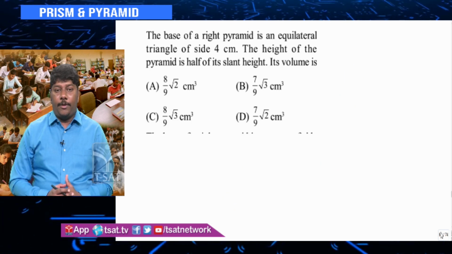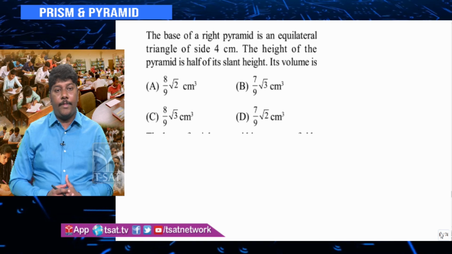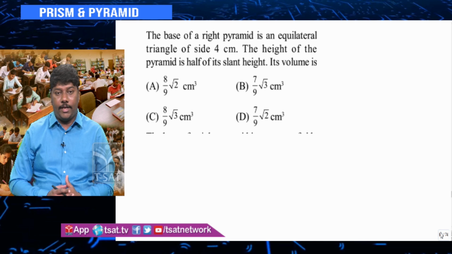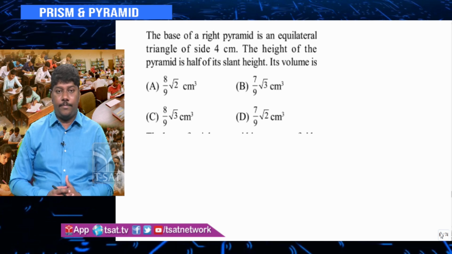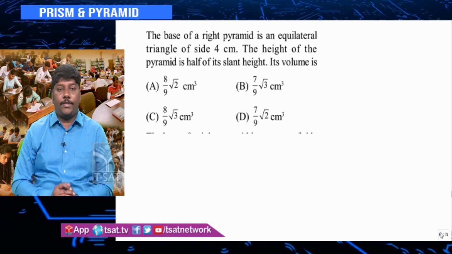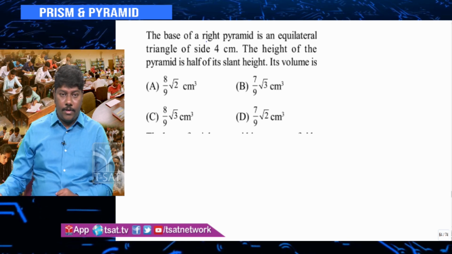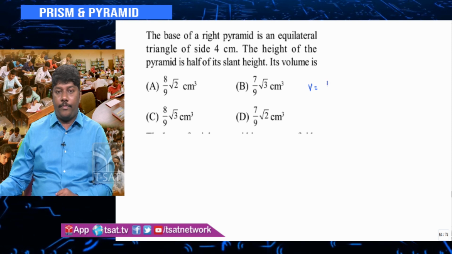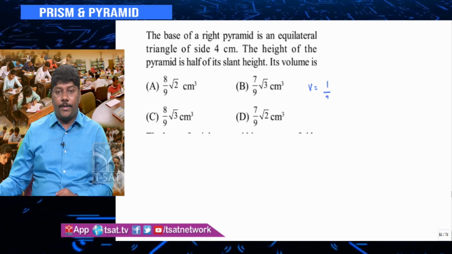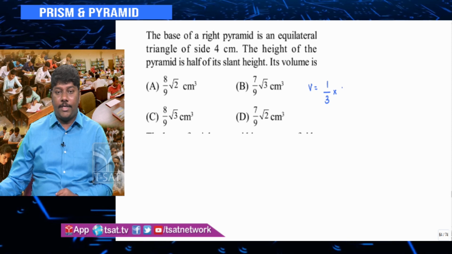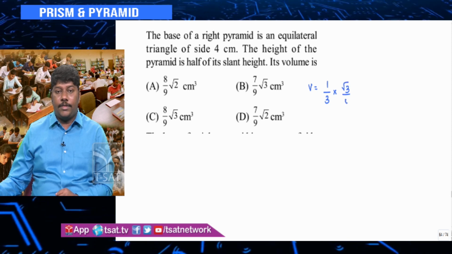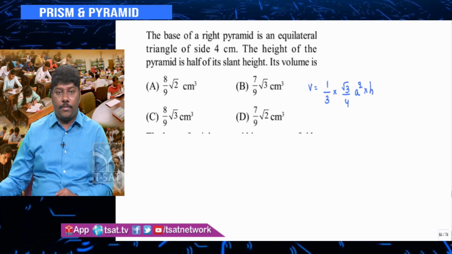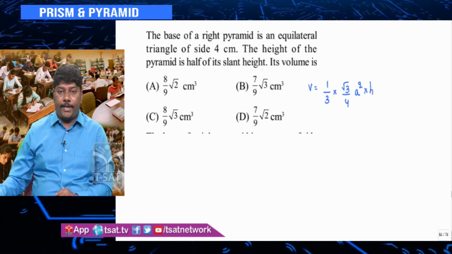Look at the next one. The base of a right pyramid is an equilateral triangle of side 4. The height of the pyramid is half of the slant height. So, what is its volume? First, in order to find the volume: volume is 1/3 of base area into height. Base area is √3/4 side square. He says the height is half of the slant height.